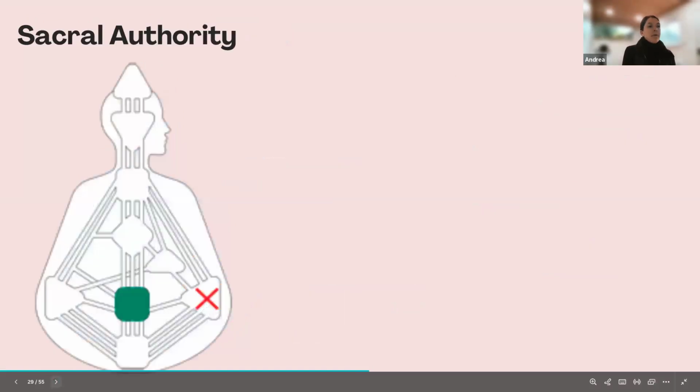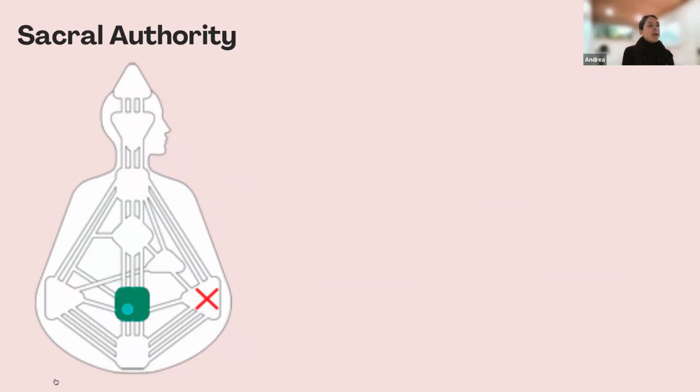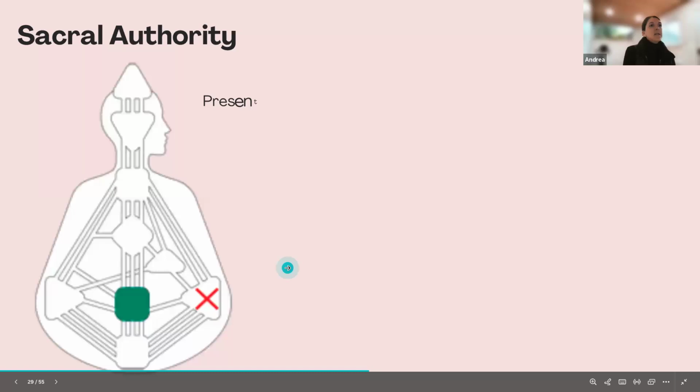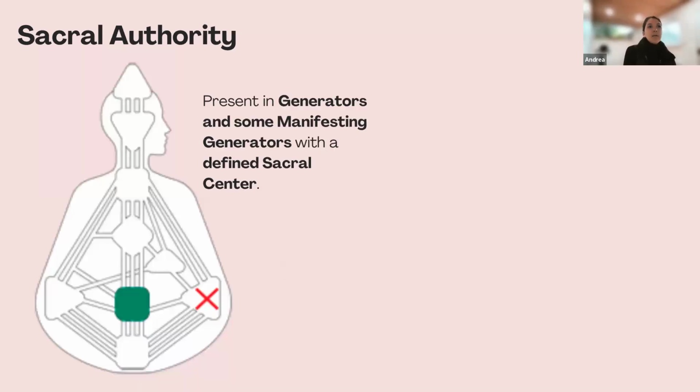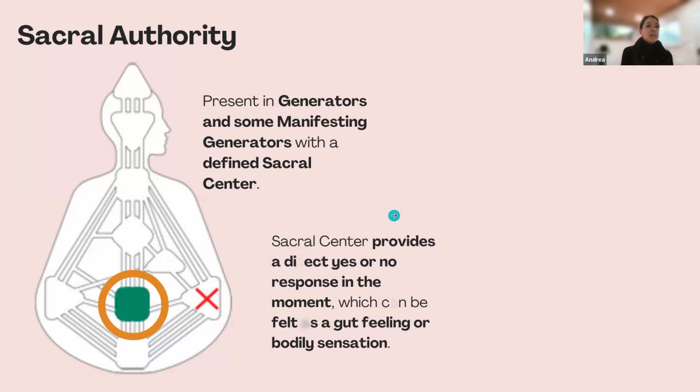Then we have sacral authority. This is what I was saying: if you don't have the solar plexus, but you have the next one in line, the sacral center defined, then you're going to have sacral authority. This is present in generators and some manifesting generators with a defined sacral center. As I was saying before, to be a generator or a manifesting generator, you always have the sacral center defined. That's one of the traits of being a generator, having that consistent energy. And having the sacral authority provides a direct yes or no response in the moment.